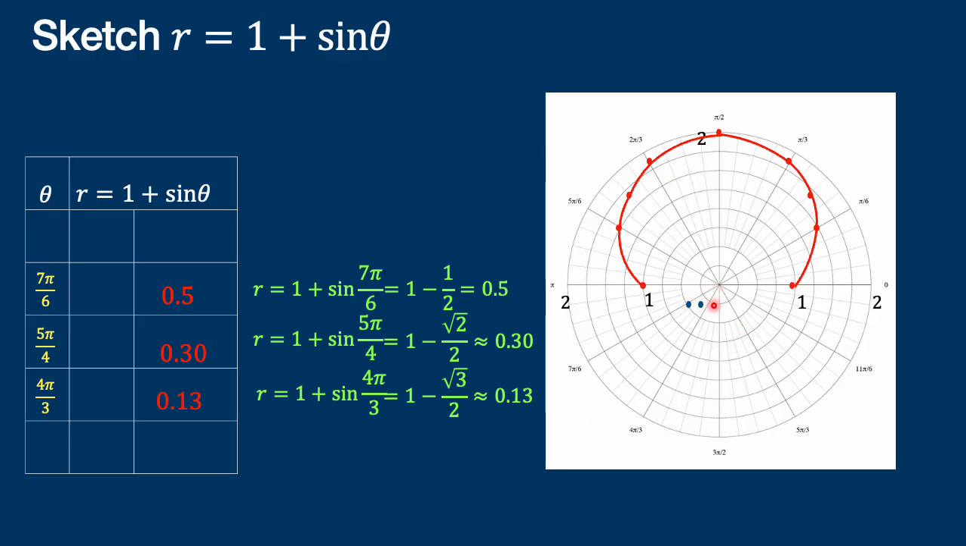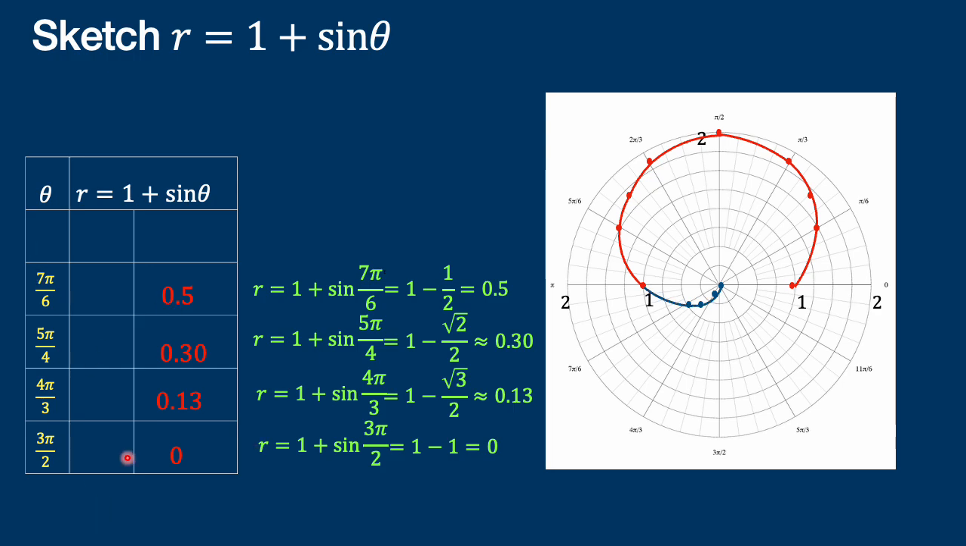0.13, getting close to the origin. That's you plot it. Then you connect to these points. Before that, 3 pi over 2, sine 3 pi over 2 is going to be negative 1. The r value is going to be 0. That's going to the origin. So you connect to this point.